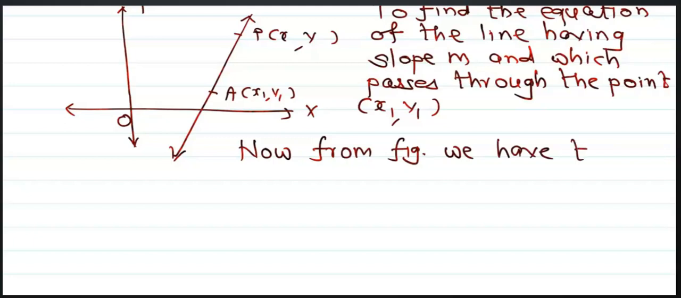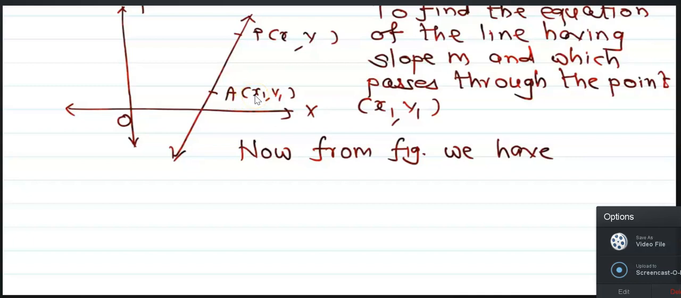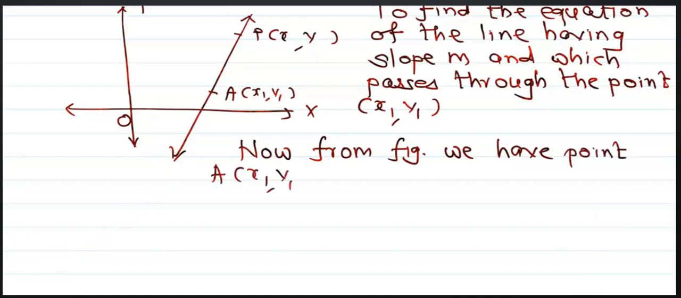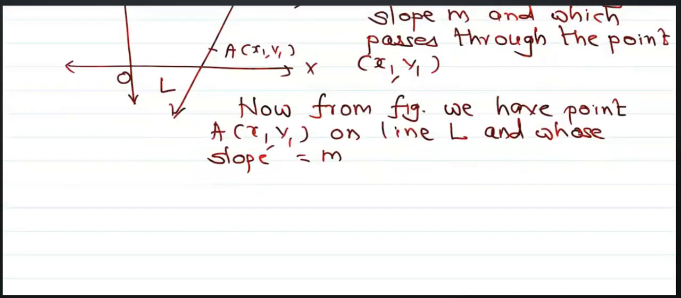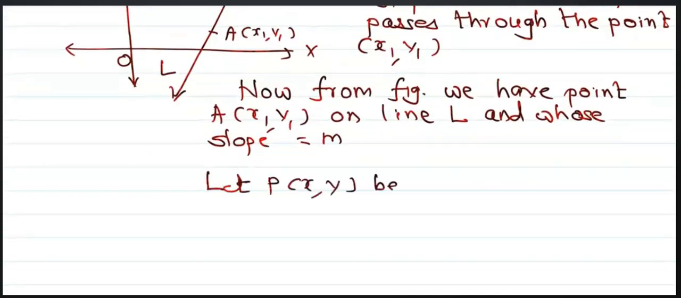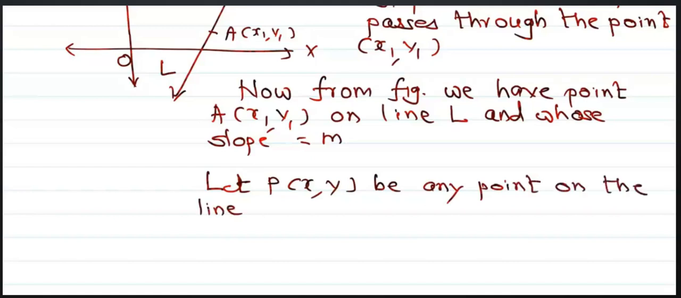From the figure, P is any point on the line. A is the point whose coordinate is x1, y1. M is the slope of this line. Then the equation of the line is y minus y1. That is, A is the point on the line whose slope is m, and P is any other point whose coordinate is x, y.